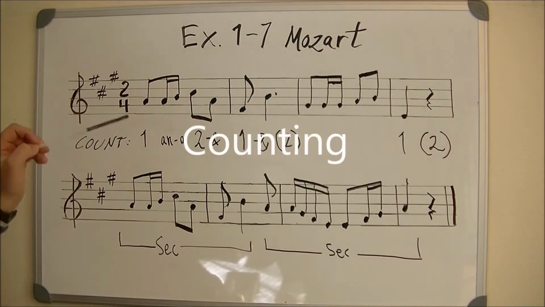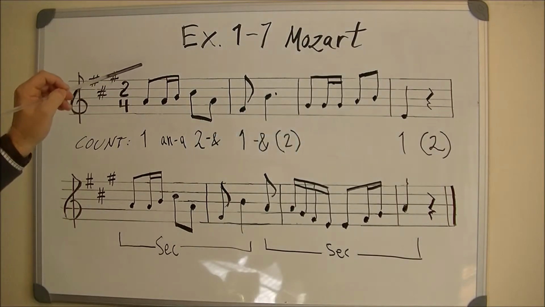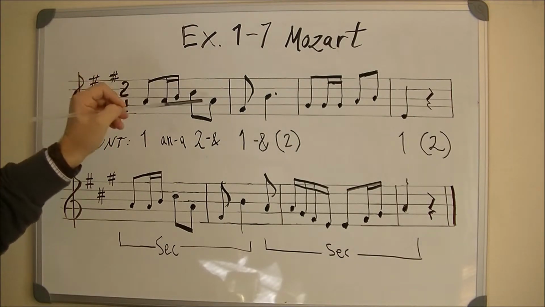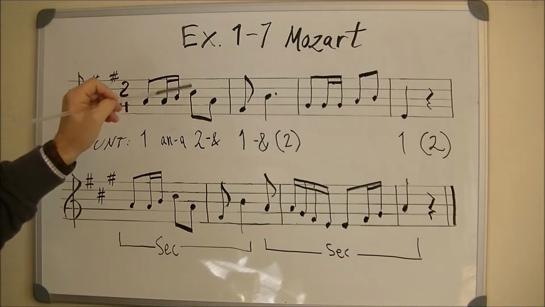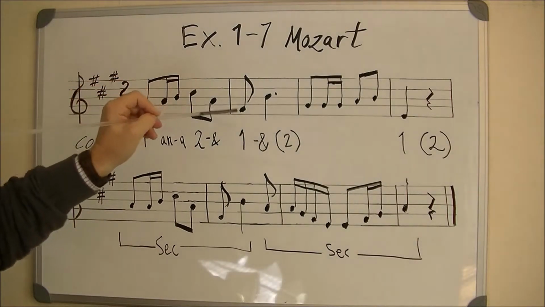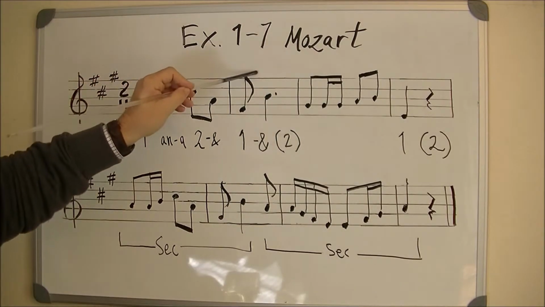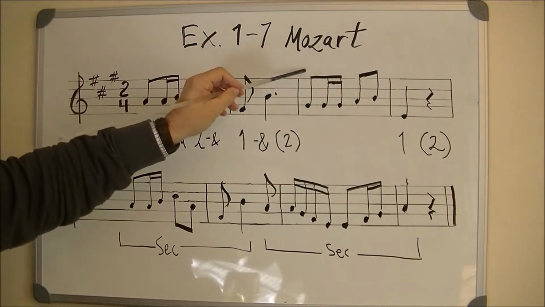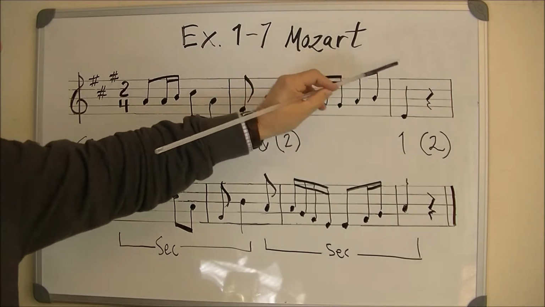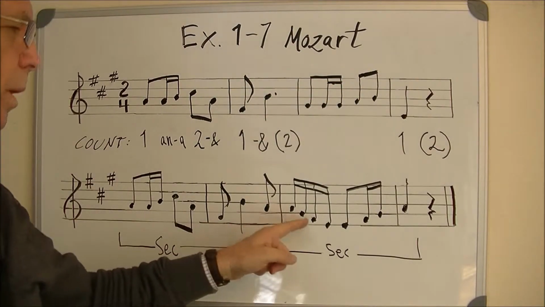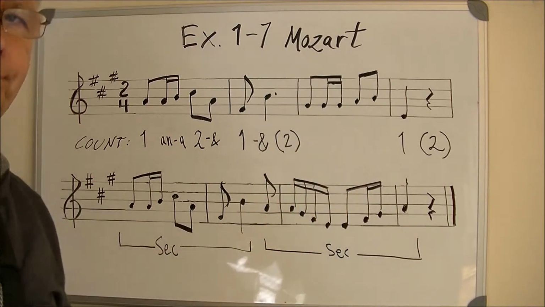So the count is 1, 2. The 2 count is divided into eighth notes, so that's 2 and 1. 1 and 2 and 1 and 2. 1 and 2 and 1 silent. And the countdown here is 1 and a 2 and a 1.